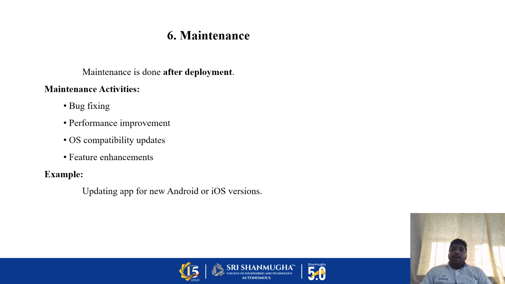So third one, OS compatibility updates. This is very important in mobile. Google releases a new Android version every year, like Android 16 in 2025. We must update the app so it works properly on the new OS and supports the latest devices. Same for iOS updates. And then fourth one, future enhancements. Adding new features based on users' requests or business needs. For example, users ask for dark mode, so we add it in the next update. Or adding support for a new payment method.